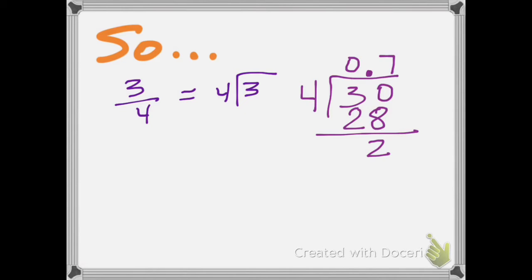We have 2 left over. We're going to add another 0 here because 4 is going to go into 20 exactly 5 times. So our decimal is 0.75. So we're going to finish this problem by moving the decimal 2 spots to the right, and we now have 75% chance of rain. Simple enough.